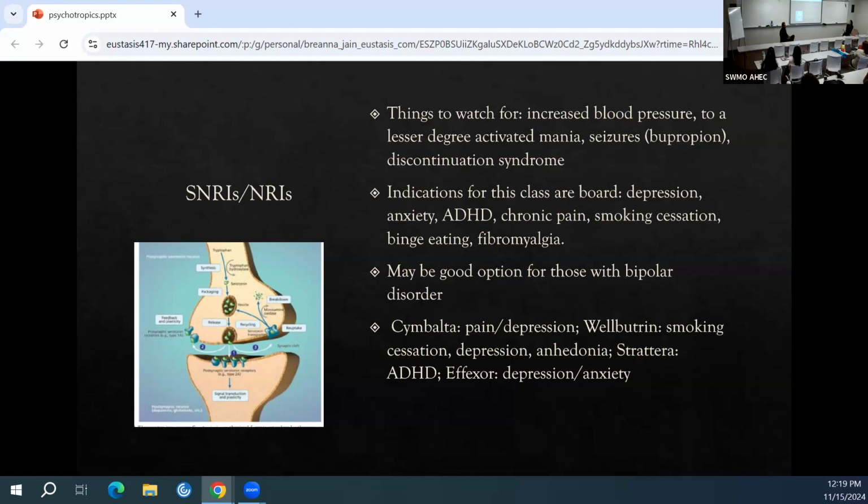And then clinically, how do you taper somebody off of an SNRI? You do it gradually over a period of a couple of weeks. So don't abruptly stop. Okay, go ahead. Okay, we can move to tricyclics.